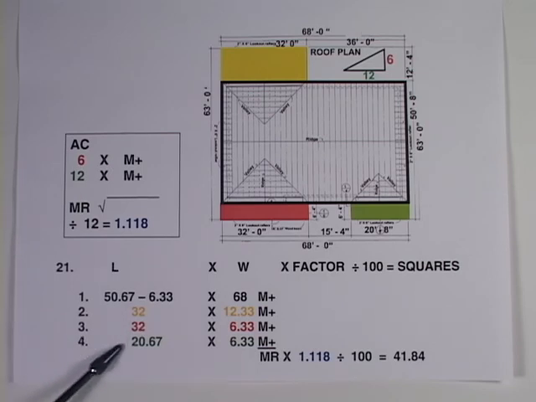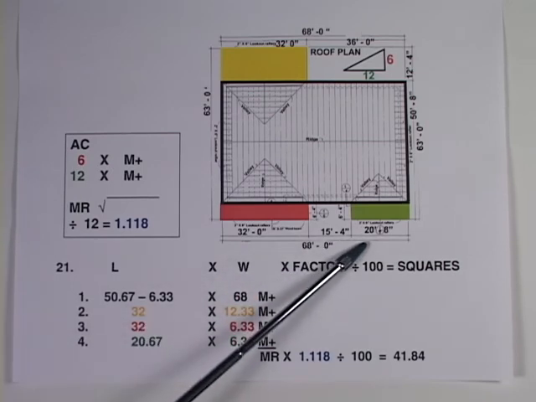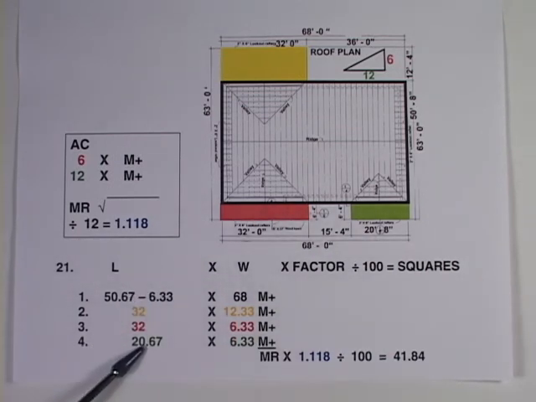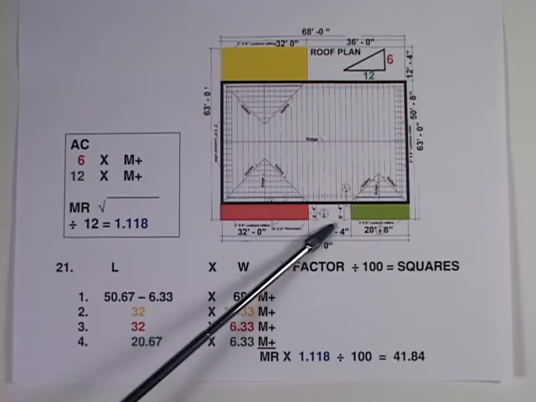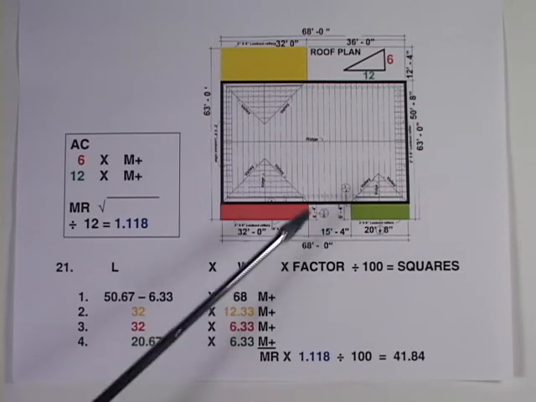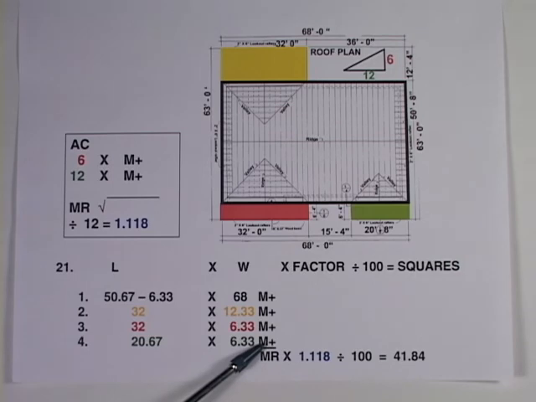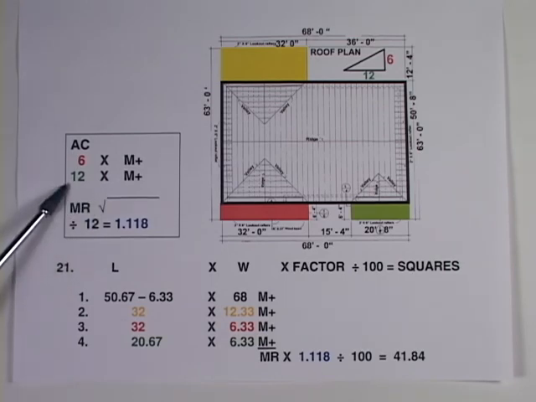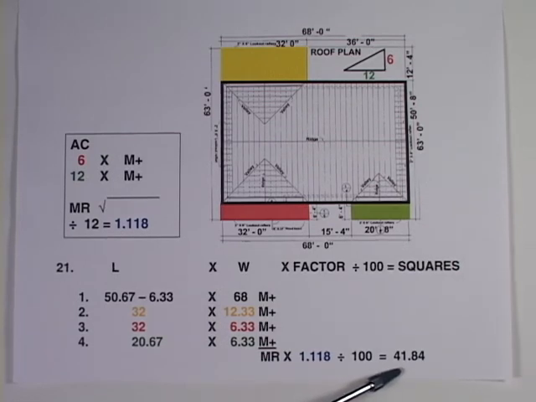Step 4. It's in green. It's the green area. Look over there. 20 feet, 8 inches. That's 20.67. That's how long that area is. Times how wide is it? It's the same width that we've been talking about before. 6 foot 4 inches, which is 6.33. We'll put memory plus. We'll do a memory recall times our factor, which we found out over here in this handy-dandy math. Thank goodness for that calculator. We'll divide by 100 because a square in roofing is 100 square feet. And that's going to equal 41.84.